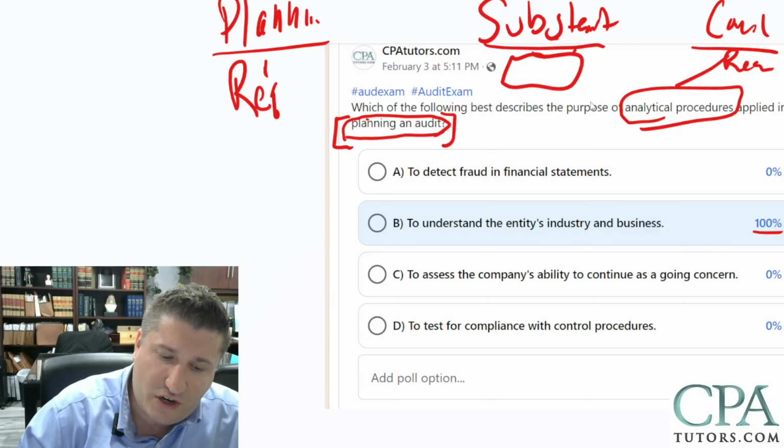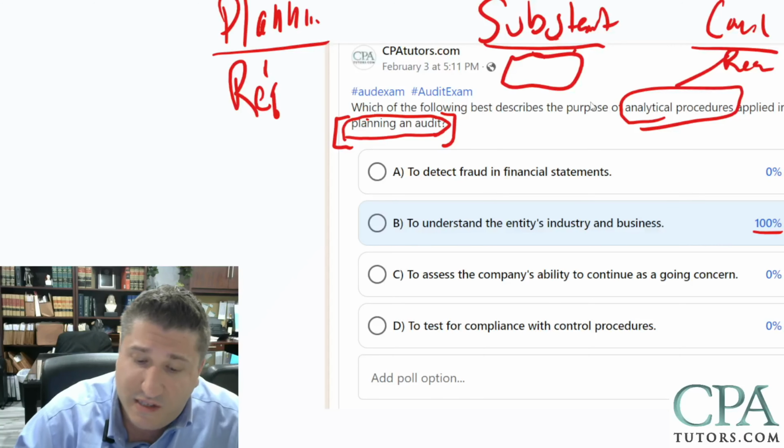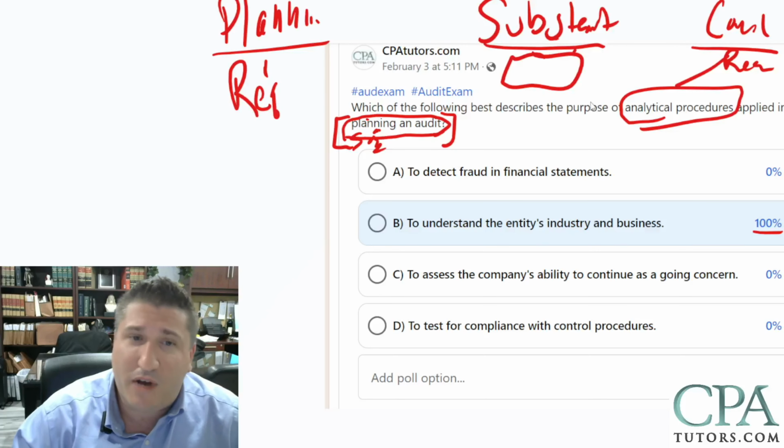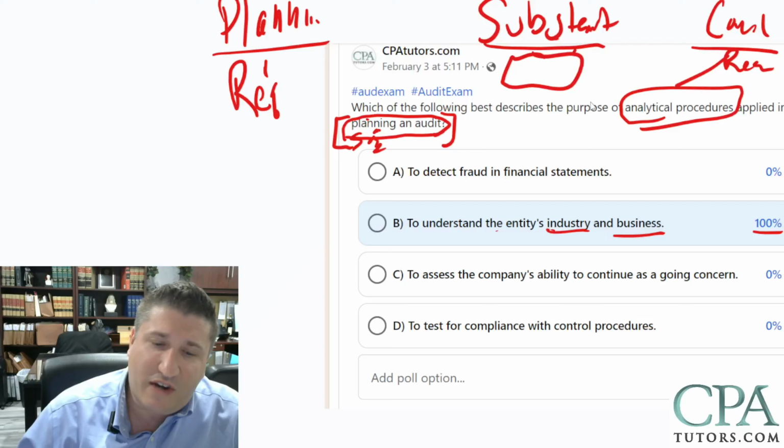And so a lot of questions are going to try to trip you up. The reason why people have some issues with this very same question is not because it's a difficult question, because all I have to do is change planning and call it substantive, and all of a sudden it's a different answer. On the planning part of the audit, the primary purpose of an analytical procedure is not to wrap up the audit like you are in the conclusion, but more just to get an understanding of the entity, its industry and business. And what they're not saying here, which I think is important, and another type of answer choice you can see, is identify areas of potential risk.